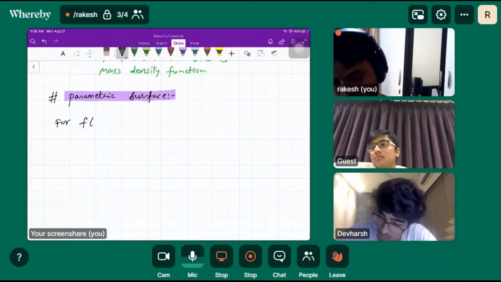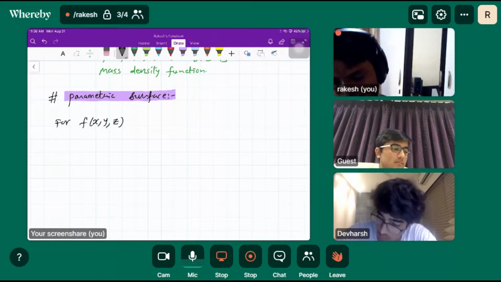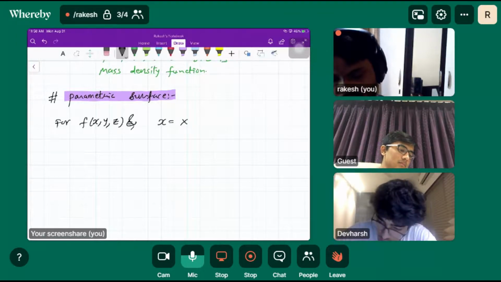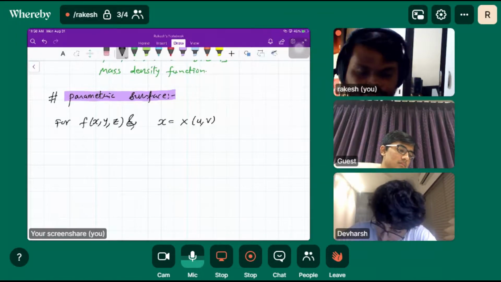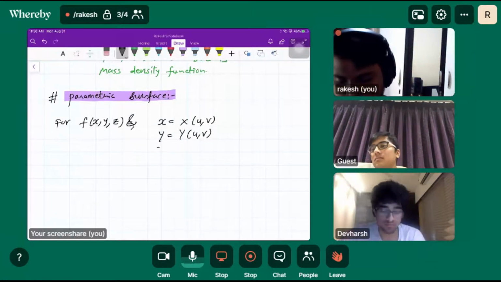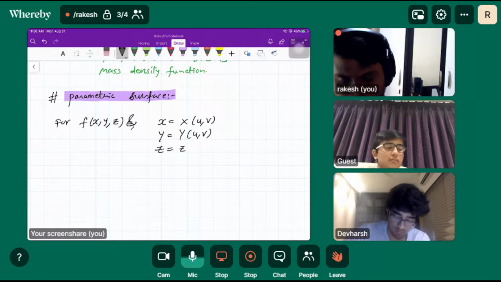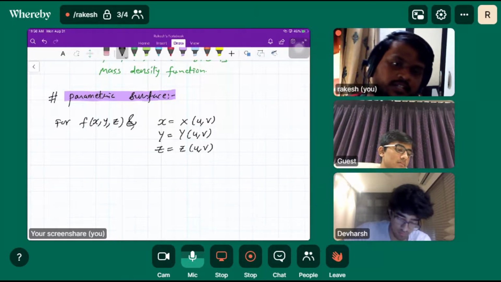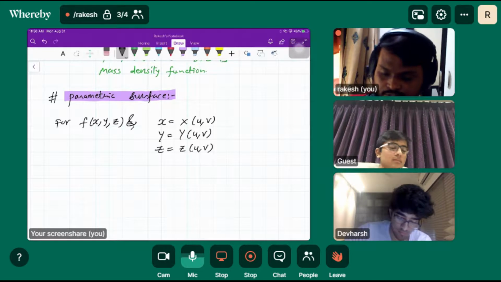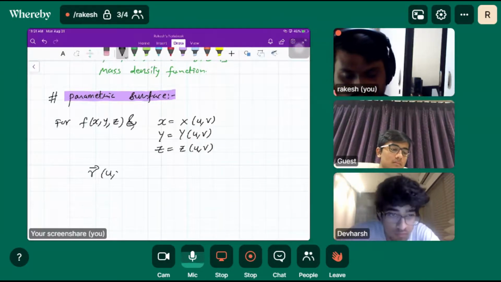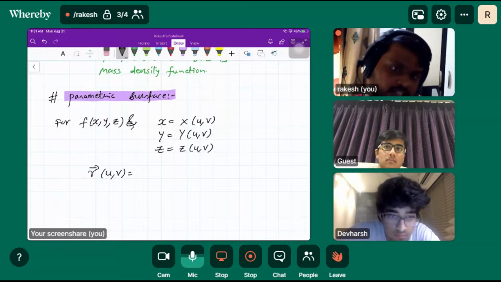So for f of x, y, z, where x is equal to x(u, v), y is equal to y(u, v), and z is equal to z(u, v). So all of x, y, z are written in terms of u and v.